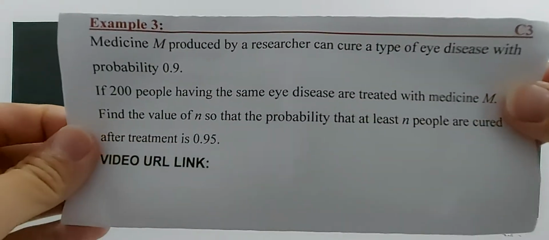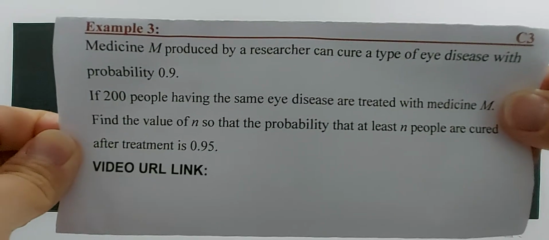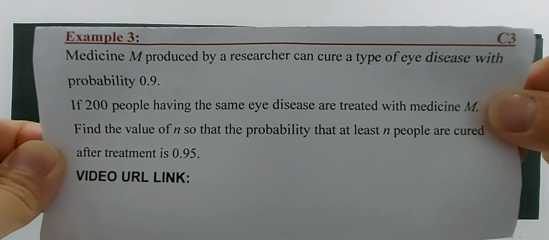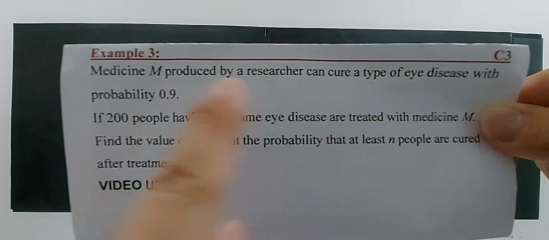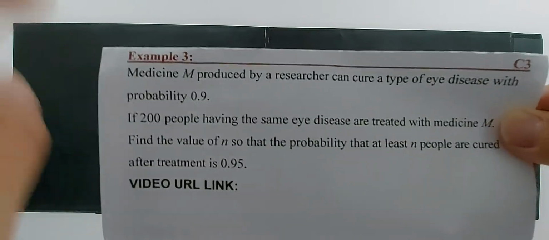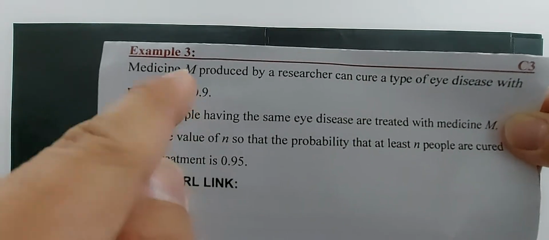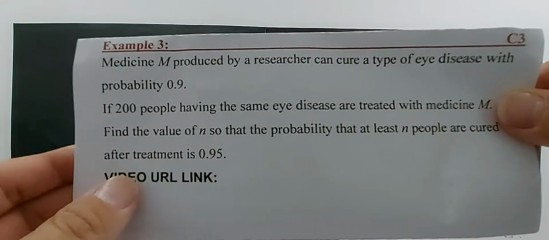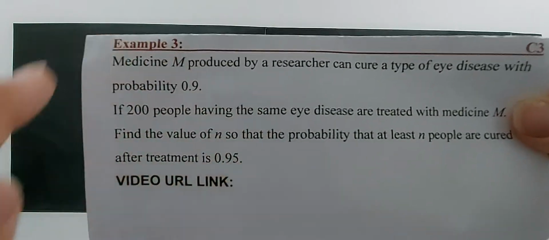So medicine M is a type of medicine produced by a researcher that can cure a type of eye disease with a probability of 0.9. This means that a person taking this medicine has a 90% chance of being cured of the eye disease. So this is actually a binomial distribution.